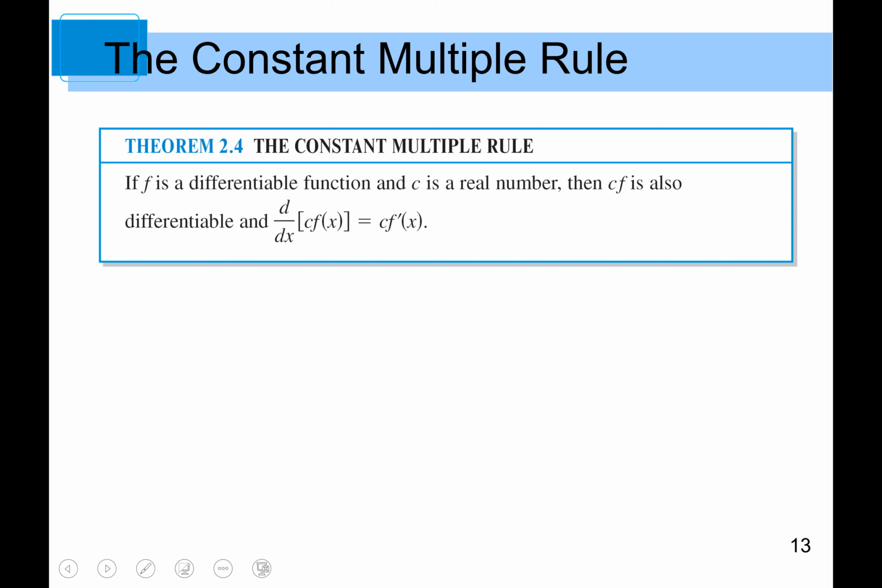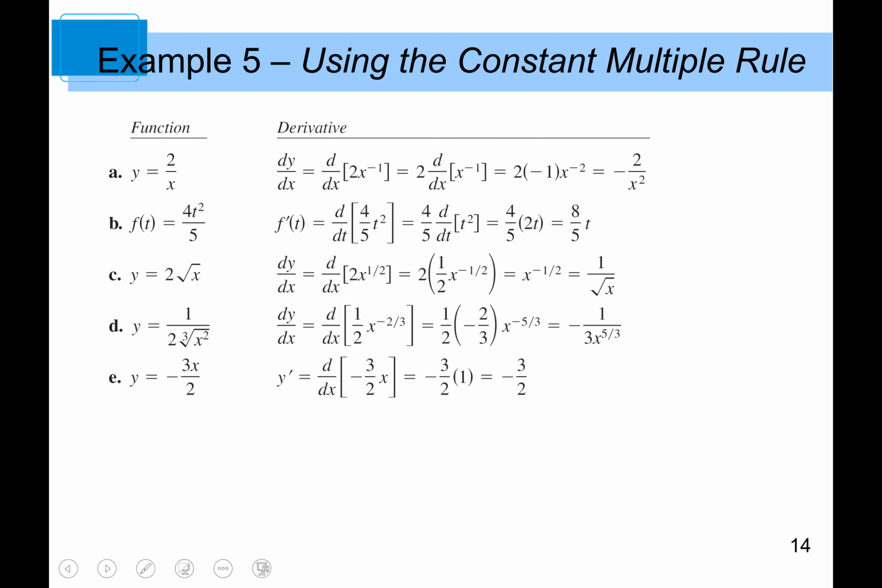Next, let's take a look at the constant multiplier rule. If f is a differentiable function and c is a real number, then c times f is also differentiable, and the derivative of c times f of x becomes c times f prime of x. Okay, so we're going to use the constant multiplier rule to figure out these answers.